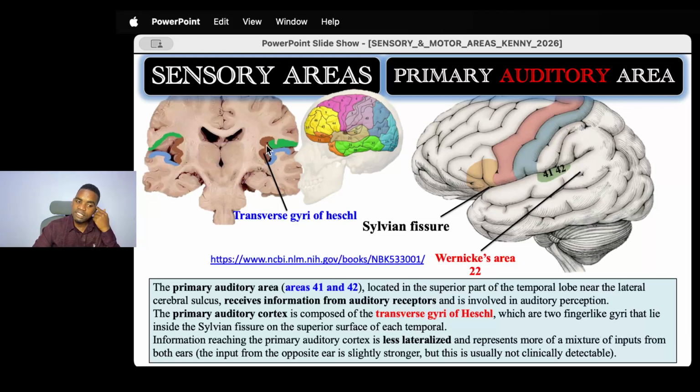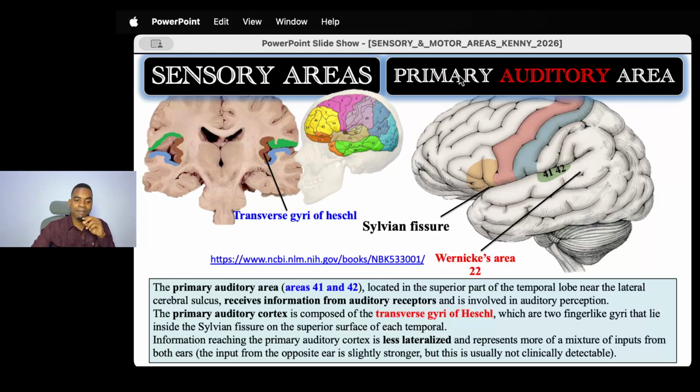The information reaching the primary auditory cortex is usually less lateralized, and it represents a mixture of input from both ears. Usually the opposite ear is contributing more than the ipsilateral ear, but this is usually not clinically detectable.